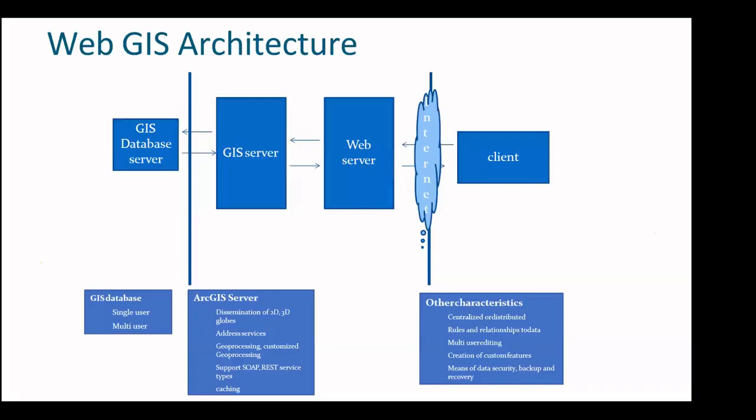And ArcGIS servers provide 2D and 3D globes, address services like geolocation services, and geoprocessing, and you can even develop your own customized geoprocessing. Of the two types I already mentioned, SOAP and REST services are supported.